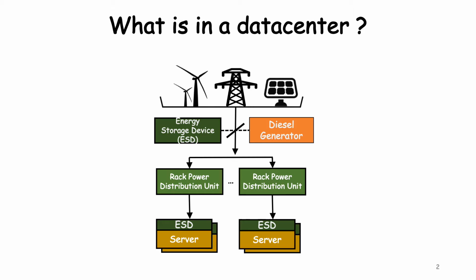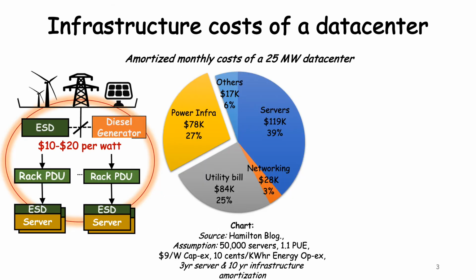The data center operators incur billions of dollars in provisioning and operating this physical infrastructure. The pie chart here shows the amortized monthly total cost of ownership of a data center infrastructure based on publicly available cost models. It shows that power infrastructure related capex accounts for a major part at about 27% of the amortized monthly cost. This is because it takes $10 to $20 to provision for each watt in the physical infrastructure.